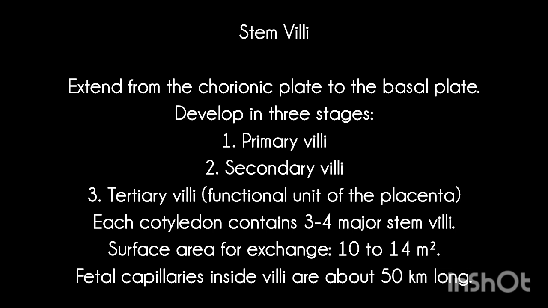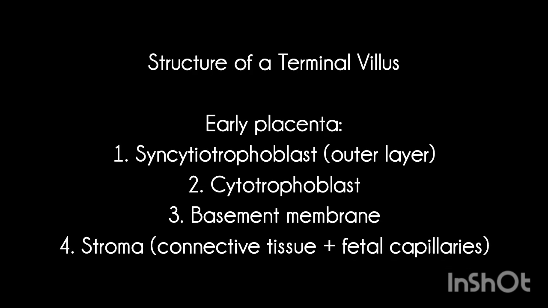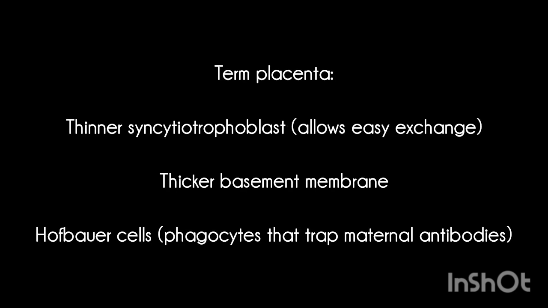Each cotyledon contains 3 to 4 major stem villi. Surface area for exchange, 10-14 meters squared. Fetal capillaries inside villi are about 50 kilometers long. Structure of a terminal villus. Early placenta. 1. Syncytiotrophoblast, outer layer. 2. Cytotrophoblast. 3. Basement membrane. 4. Stroma, connective tissue plus fetal capillaries. Term placenta. Thinner syncytiotrophoblast allows easy exchange. Thicker basement membrane. Hofbauer cells, phagocytes that trap maternal antibodies.